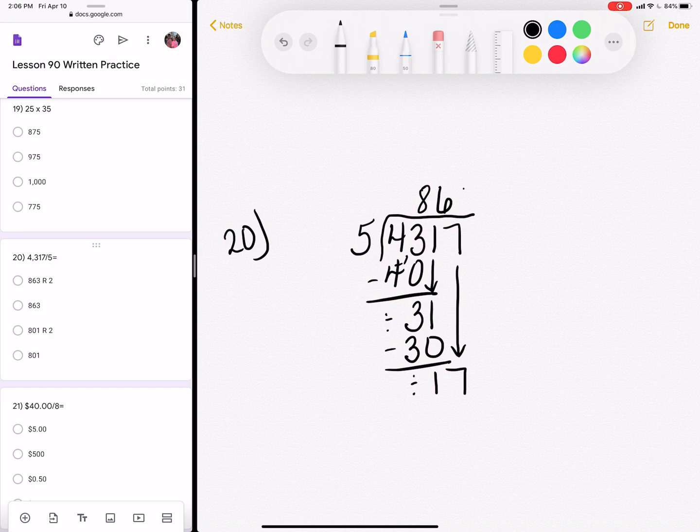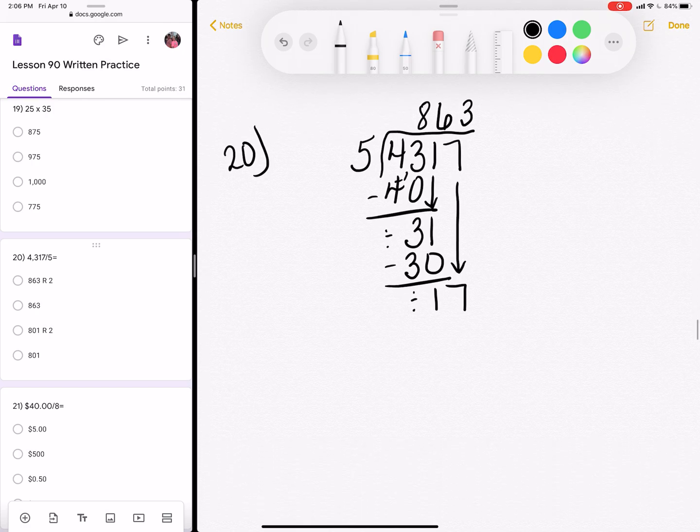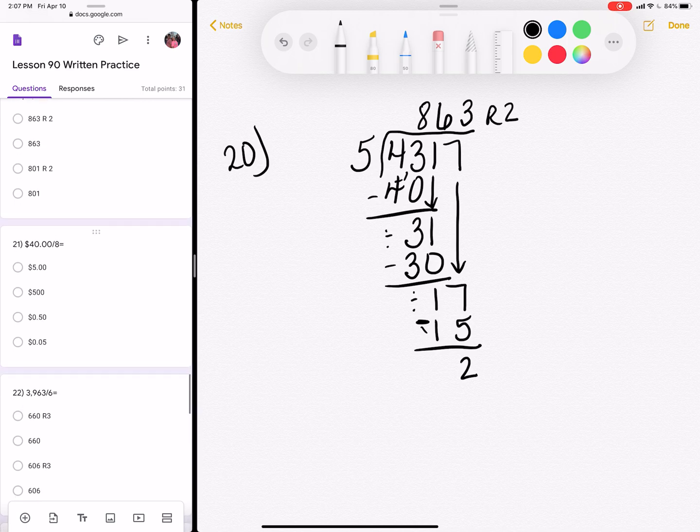3 times 5 is 15. You are subtracting, 2. Nothing left to bring down, so we have a remainder of 2. 863, remainder 2.